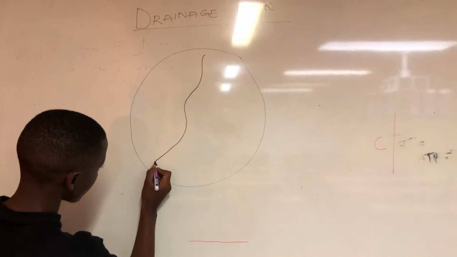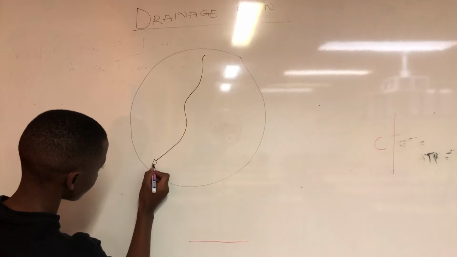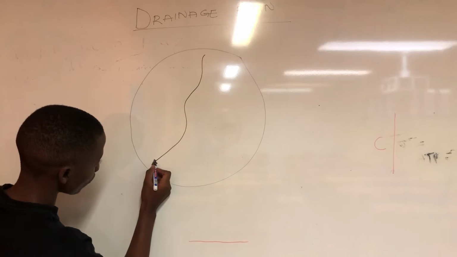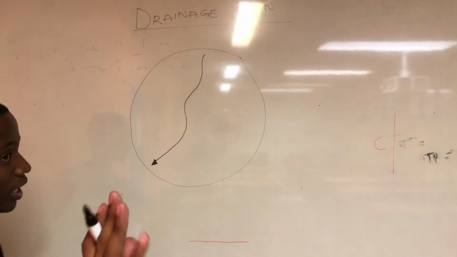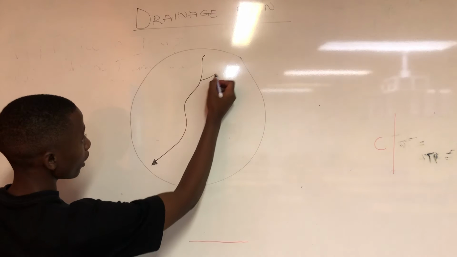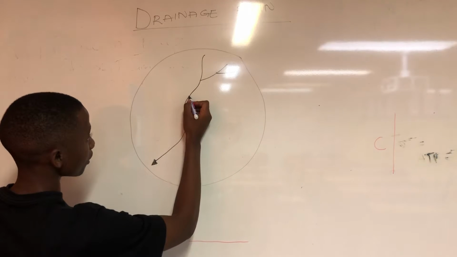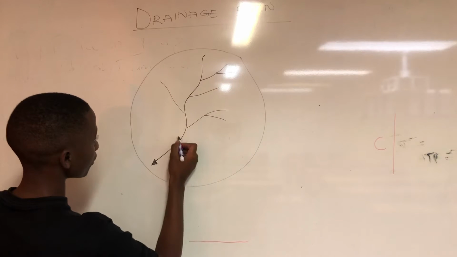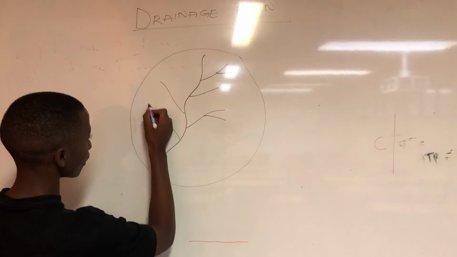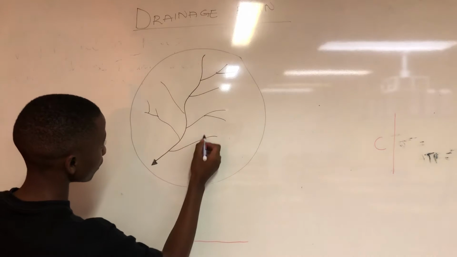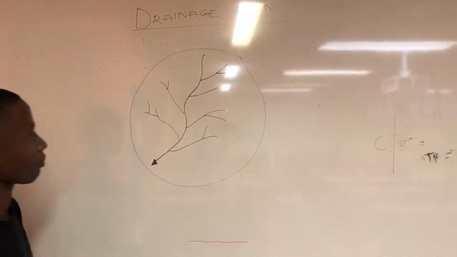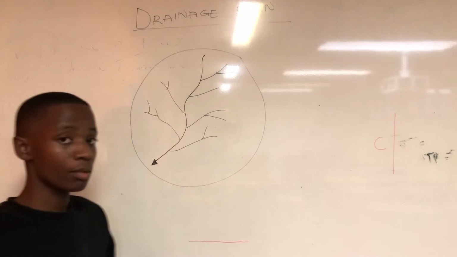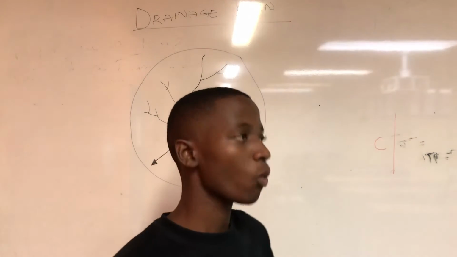So this is the mainstream moving this way. Mainstream moving this way, and tributaries, our primary tributaries. As you can see, we have the mainstream and the tributaries. Tributaries that supply the mainstream with the water.